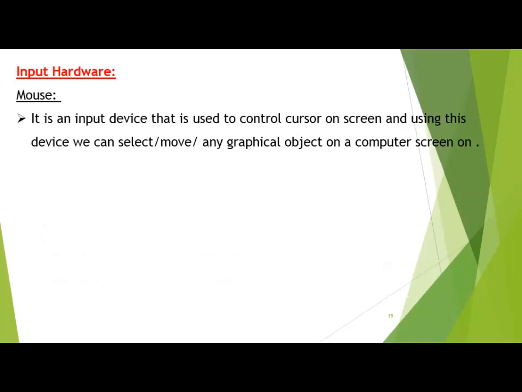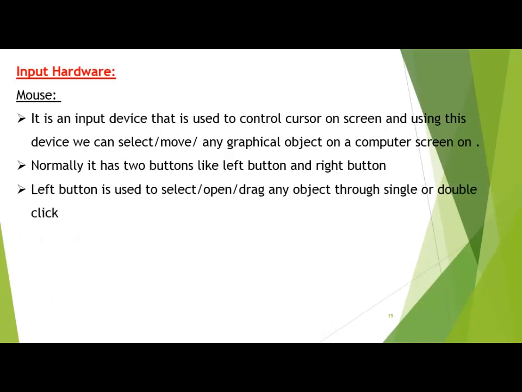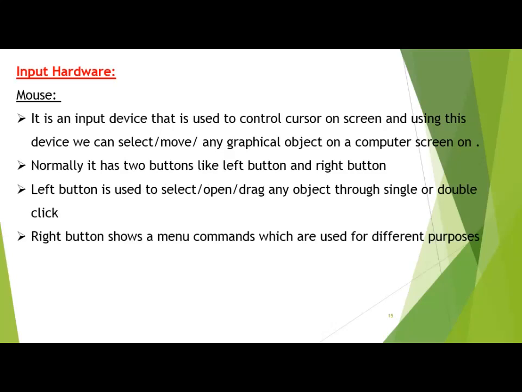Input hardware. Mouse. It is an input device that is used to control the cursor on the screen, and using this device we can select and move any graphical object on a computer screen. Normally it has two buttons, a left button and a right button. The left button is used to select, open or drag any object through single or double click. The right button shows a menu of commands for different purposes. Whenever you press the right button, it shows a submenu which has different commands.